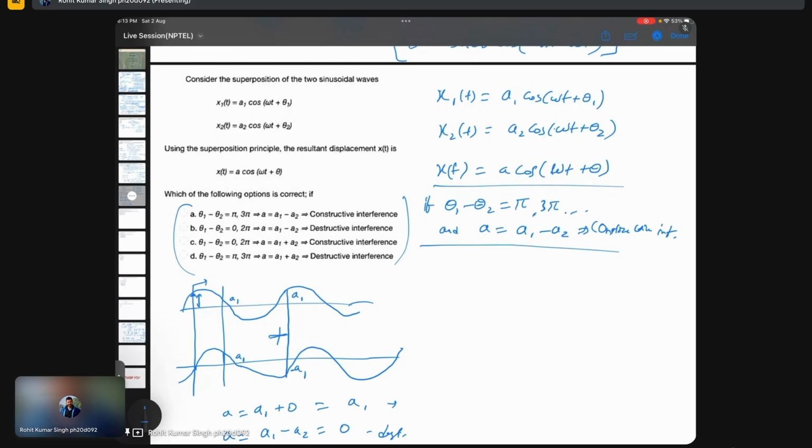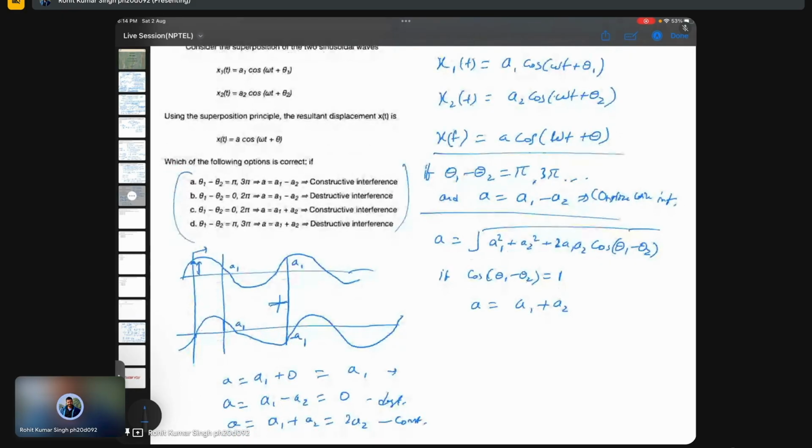Okay, so what was our formula? The formula was a1 square plus a2 square plus 2a1a2 cos(theta 1 minus theta 2). Now if cos(theta 1 minus theta 2) is equal to, say, 1, what will happen is A will be equal to a1 plus a2, right? So this is a constructive interference.